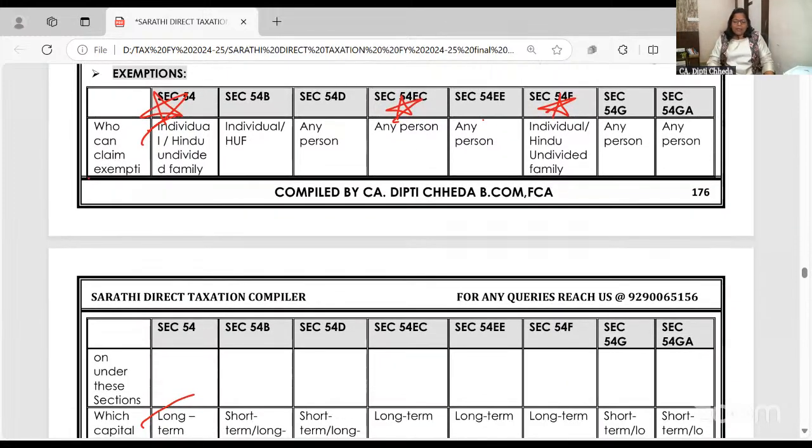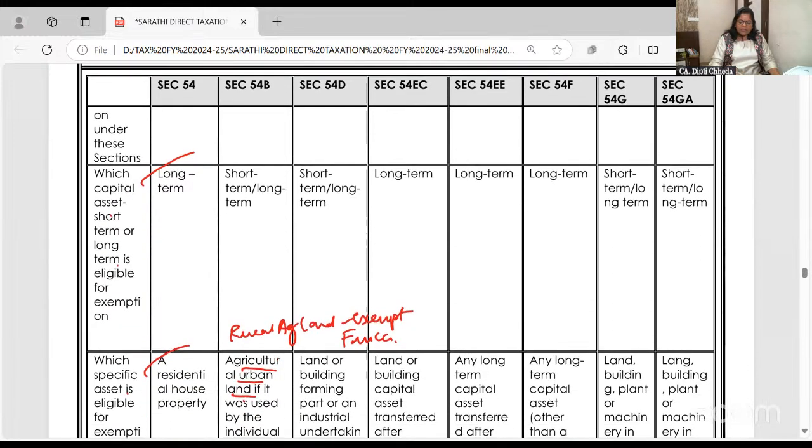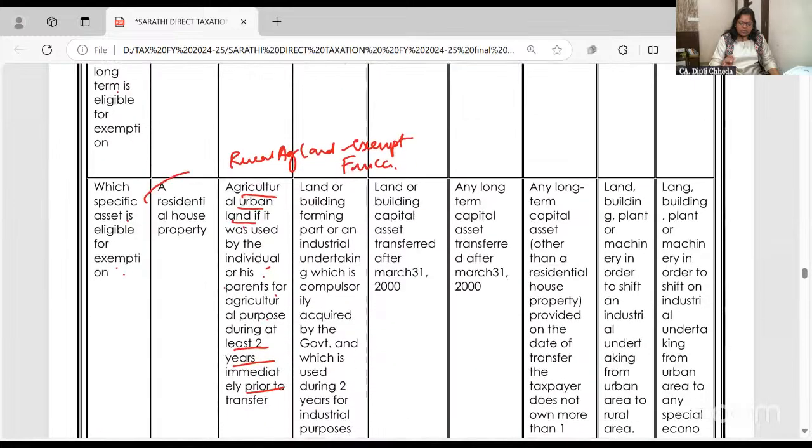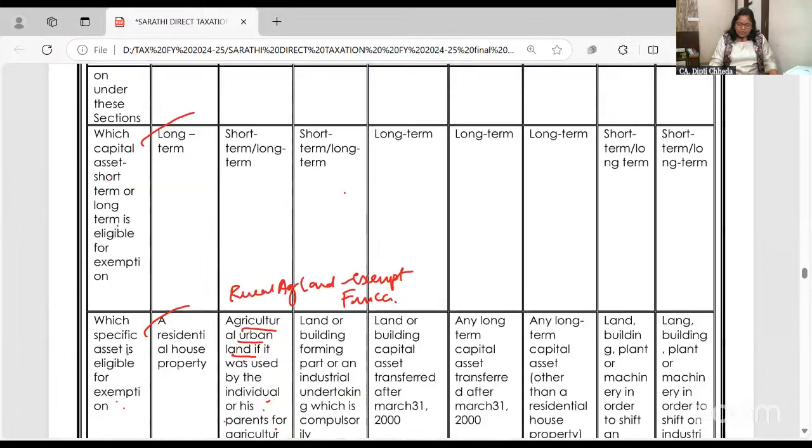That's 54B. Now 54D. Who can claim the exemption? Any person. Short term or long term. What you are selling, see, any person, huh? This time it's LLP, partnership, koi bhi. Short term and long term.